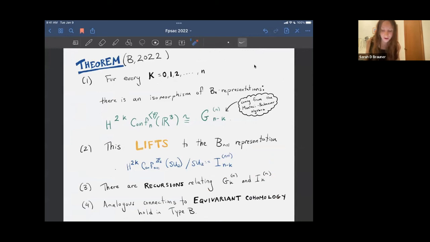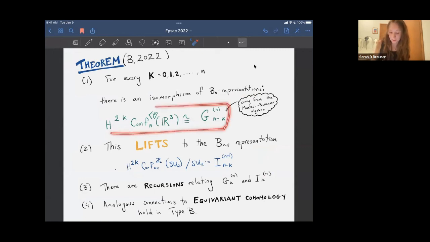Yes. Thanks. All right. So the theorem here is that this topological space and these representations coming from the Mantaci-Reutenauer algebra are exactly what we want. So first, we have an isomorphism of Bn representations. These representations coming from the Mantaci-Reutenauer algebra are exactly describing the Bn representations on the graded pieces of this cohomology ring. The second thing is that this Bn representation has a lift to Bn+1, where it's being described by the cohomology of this now quotient orbit configuration space.